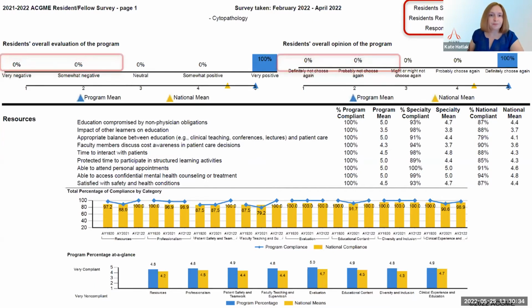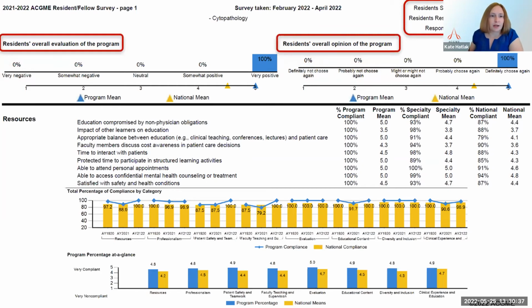We love it. So up here, you're going to see the overall evaluation from very negative to very positive, and overall opinion from definitely not choose again to definitely choose again. This is a very good looking survey, but you'll get a chance to see where your fellows fall on both of those. Over here, these will be the different sections, and I chopped this survey up to fit it on one page. But if you get feedback that says, compliance was low in the resources section, that's what it's referring to. These are the individual survey items.